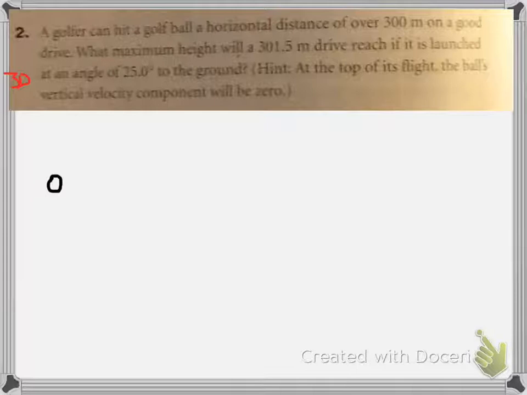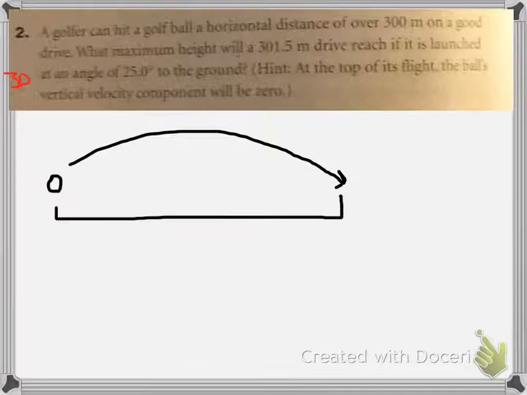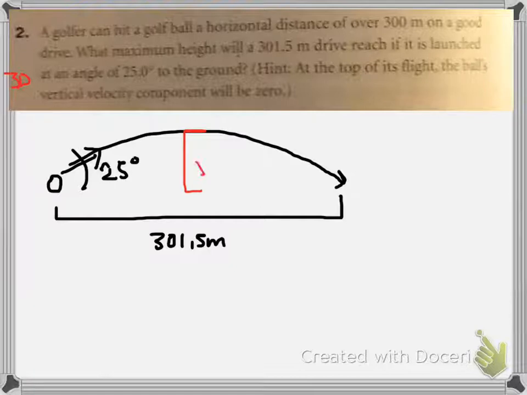We know that there's a golf ball. We know that it has a flight path, which we are told gives it an x displacement of 301.5 meters. Okay, and we know that it is launched with an angle of 25 degrees to the ground. What we want to know is the maximum height.